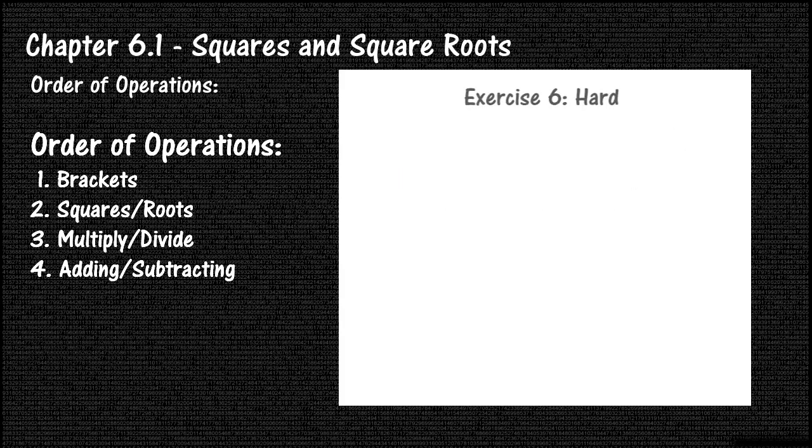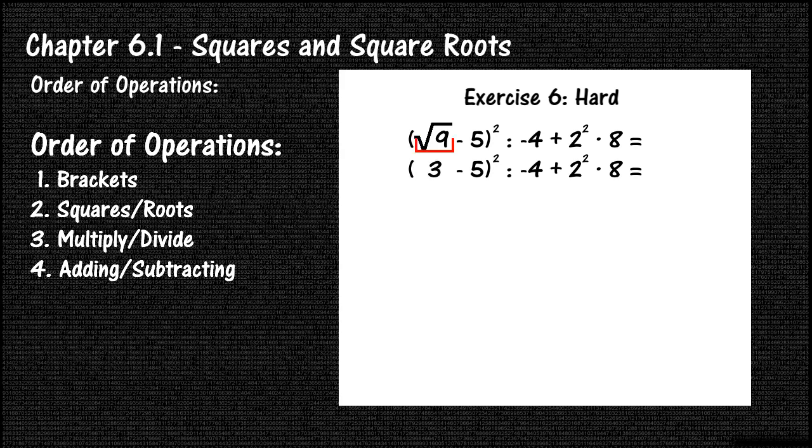We finish this video with this one. The root of 9 minus 5, all squared, divided by (minus 4 plus 2) squared times 8. Our priority are the brackets, but inside the brackets I see a root and a subtraction. So that means we first solve the root of 9, which is 3. (3 minus 5) squared divided by (minus 4 plus 2) squared times 8. Then we solve the brackets, but as our answer is negative, I'm going to keep the brackets. So our next line is (minus 2) squared divided by (minus 2) squared times 8.